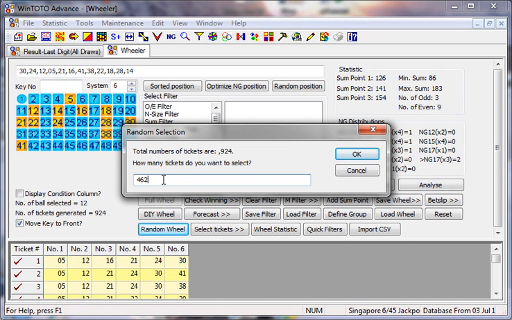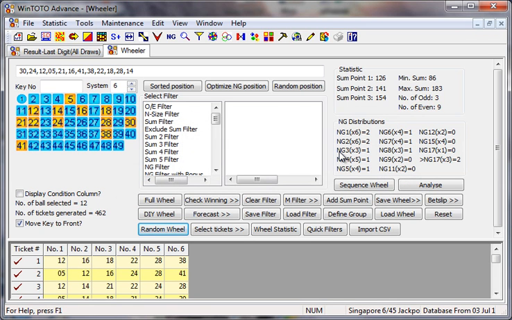Now in the past when we bought a full system 12, 12 numbers, it cost us how much? $462, but now it's $924. However, if you still want to buy the full system 12 but you do not want to pay $900, you still want to go back to where you used to play at $400, you can actually reduce it down to 462 tickets, which is half. It will generate only half the tickets for you. And bear in mind that whatever is generated is exactly according to the 12 numbers that you have chosen. So at least you know for a fact that you are still buying the same system number at a cost that you can afford.